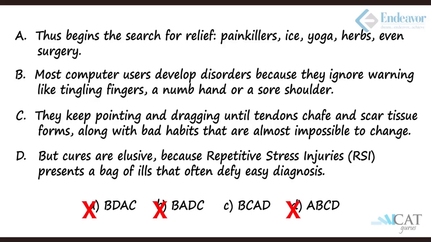If we move to the option C, you will see that C is the link to the computer users and this is lying in B. D should logically follow A, and the link being cures and the nature of cures. Hence, C becomes the best option here. This was an example where we could easily find a starting sentence. Let's move on to the next example where we'll try to find a concluding sentence.